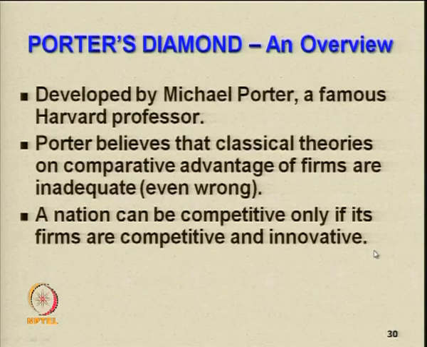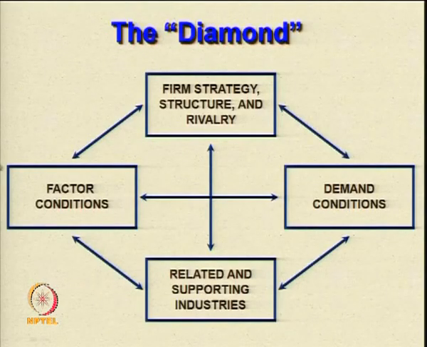A nation can be competitive only if its firms are competitive and innovative. Fairly commonsensical, but what price is the competitiveness amongst nations? Because the same competitiveness theory applies to nations. This is the diamond: firm strategy, structure and rivalry, demand conditions, related supporting industries, factor conditions. And so, the diamond emerges.